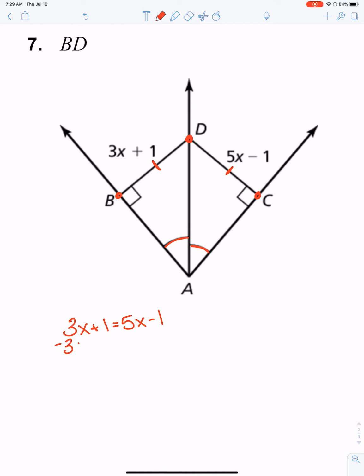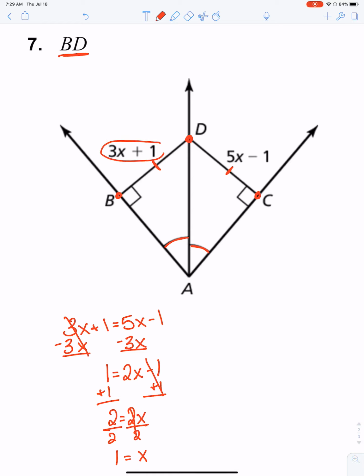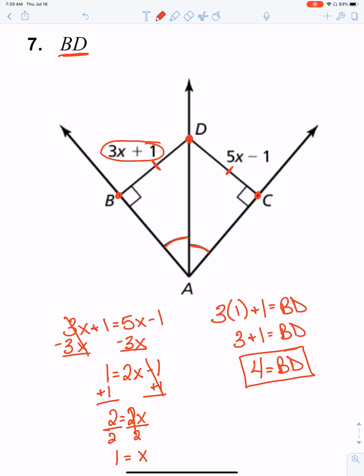Okay, we can subtract 3x from both sides. You get 1 is equal to 2x minus 1. Add 1 to both sides, and you get 2 is equal to 2x. Divide by 2, and x must be equal to 1. Okay, now we are not done with our problem because they ask for the length of BD. So that is this side of the equation. So we need to plug 1 in for x. 3 times 1 is 3. So this is the measure of BD. 3 times 1 is 3 plus 1, right? 3 plus 1 is 4. So the measure of BD has to be equal to 4.